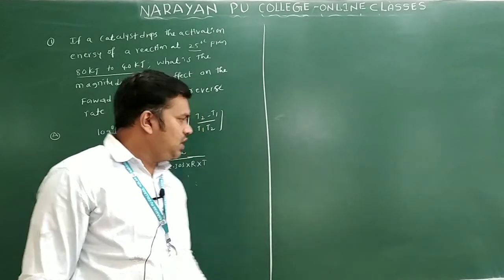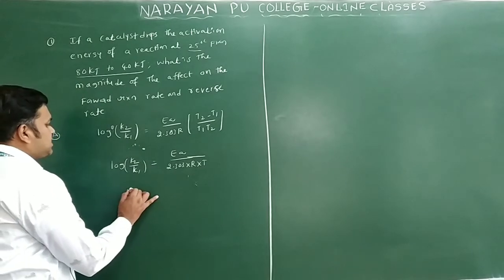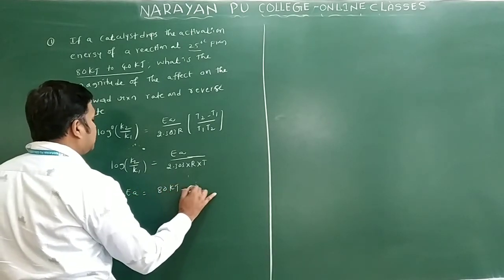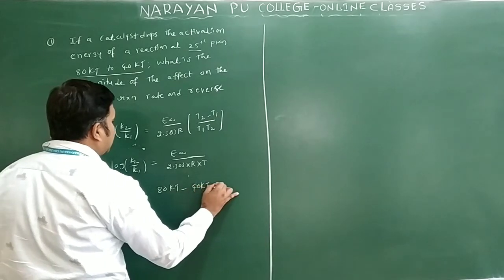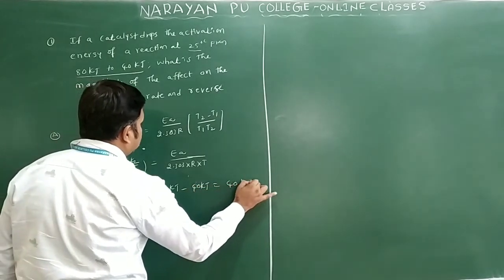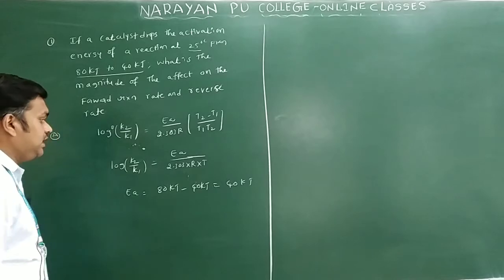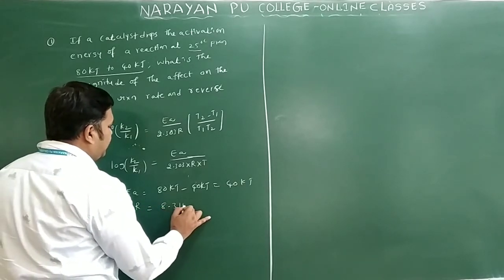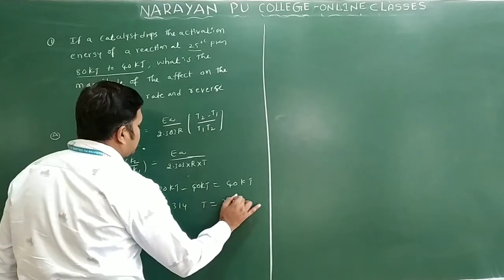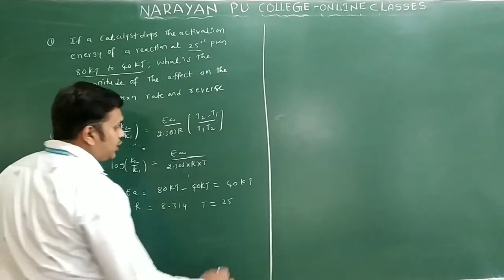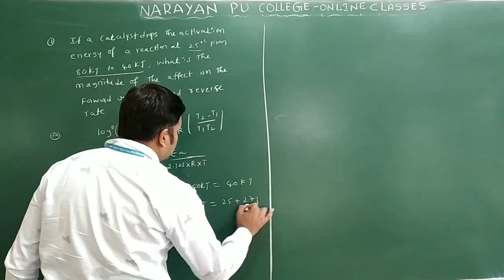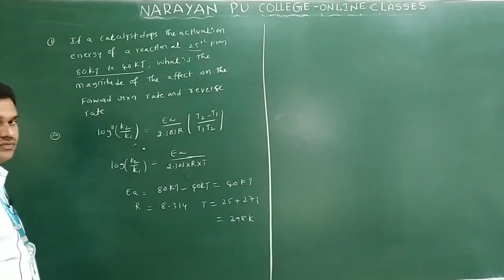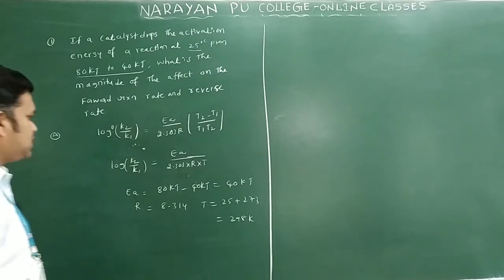You know that relation. So what is the activation energy here? It is 80 kilojoules, dropping to 40 kilojoules. So the activation energy is 40 kilojoules. R is equal to 8.314. T is equal to 25 degrees Celsius, so 25 plus 273 gives 298 Kelvin.